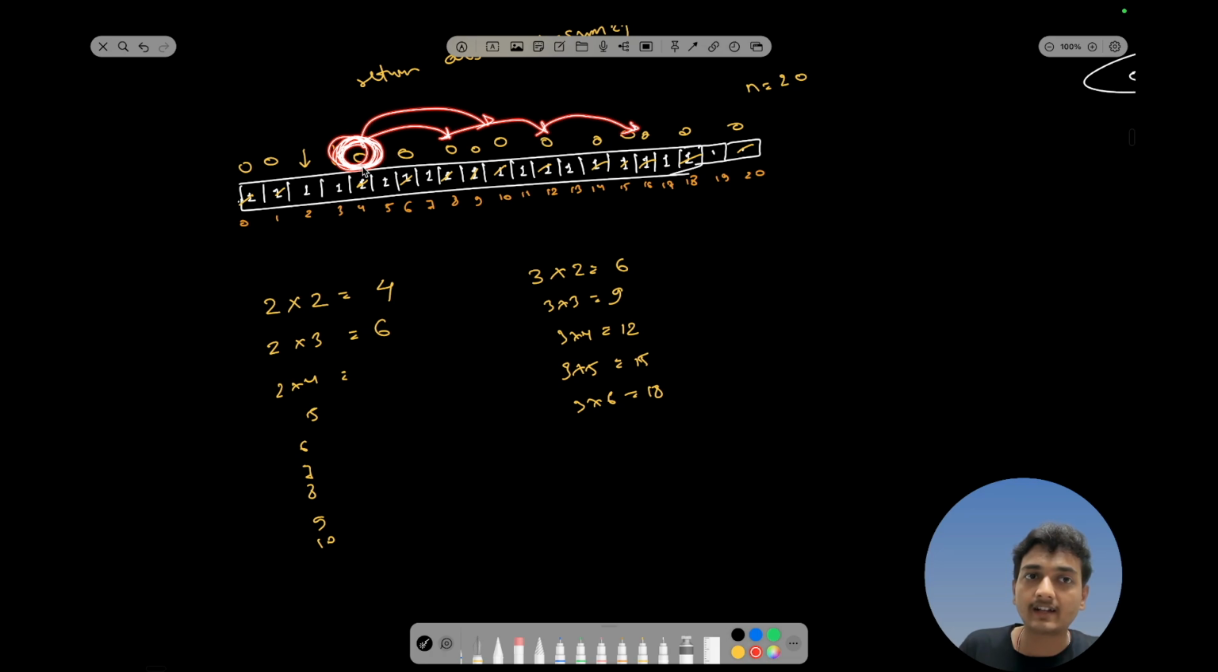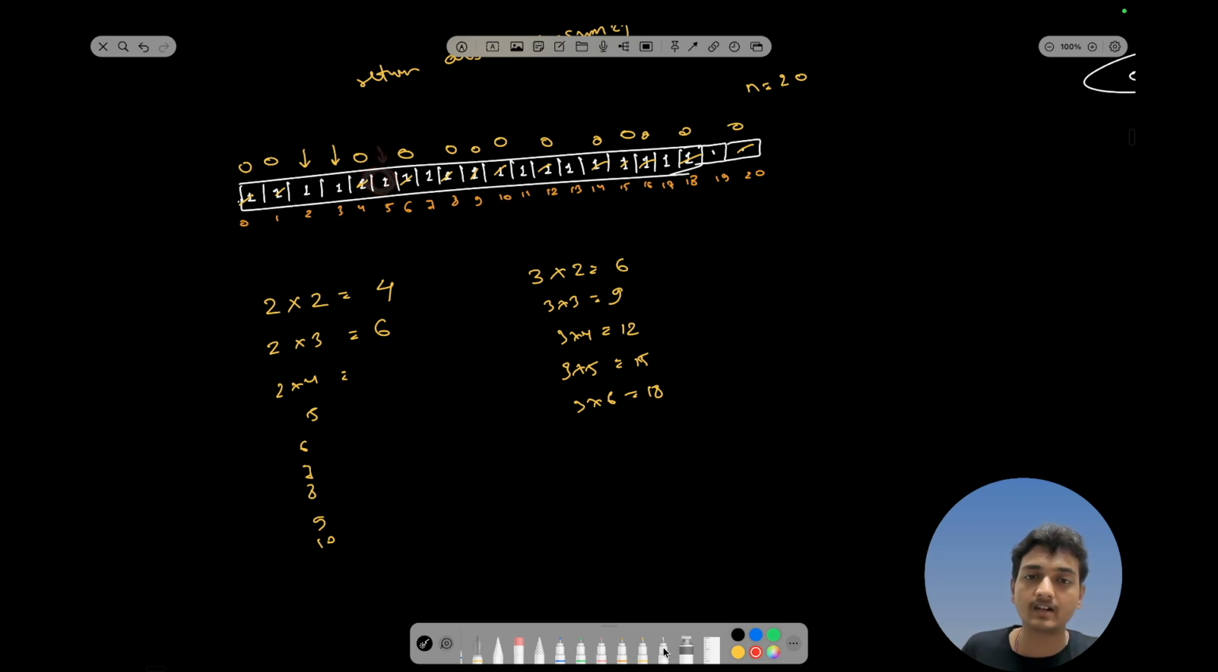If 4 can divide, then 2 can also divide, right? Because 2 is dividing 4 and 4 is dividing 12. That means 2 can directly divide 12, right? So I will not be doing it for this 4. I will be doing it for 5 because here I am having 1.